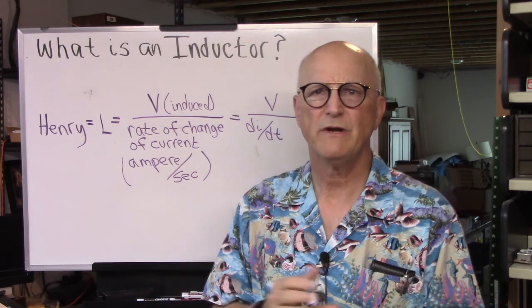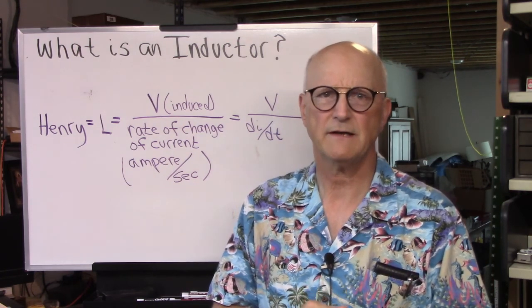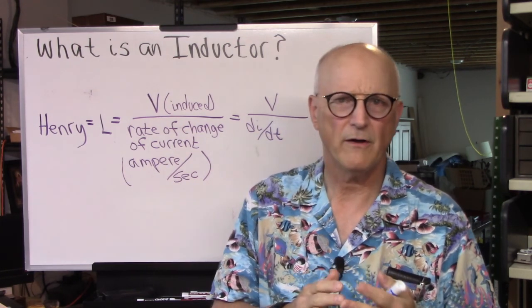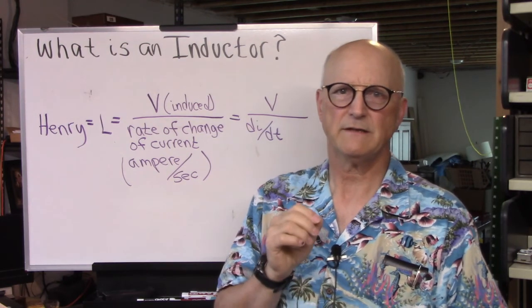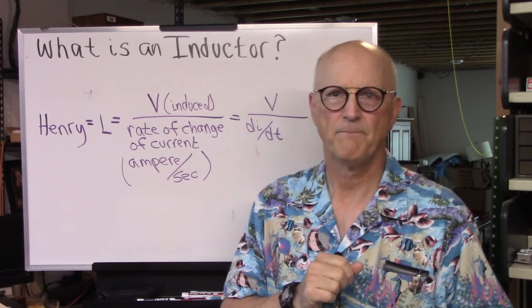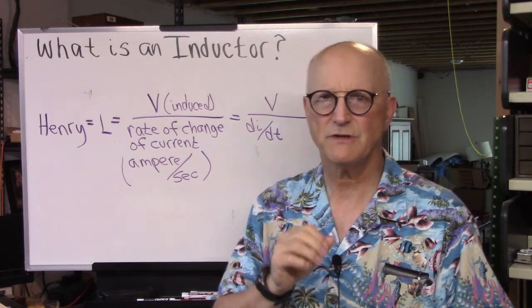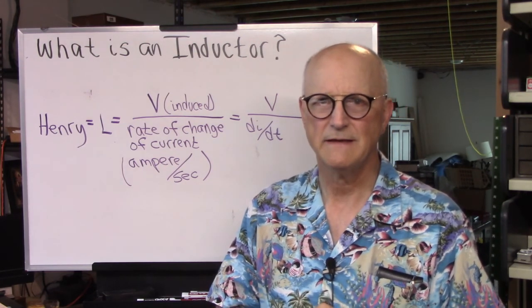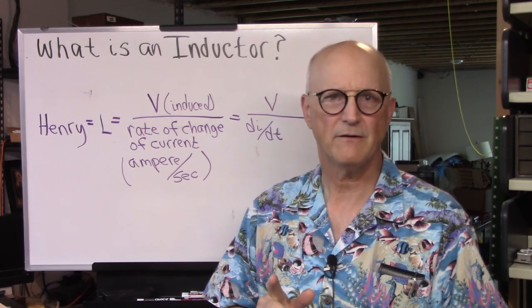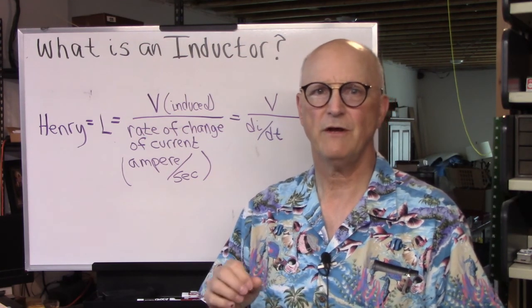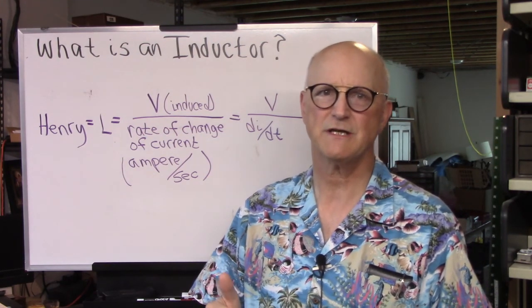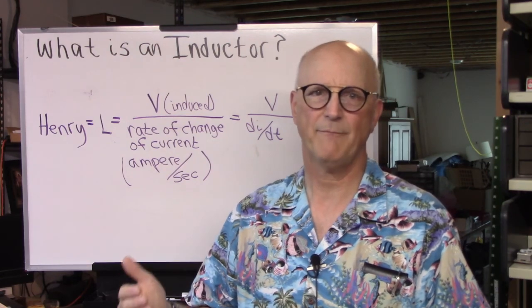How do we define the unit of inductance? Well, a coil will have an inductance value of 1 Henry when a potential difference of 1 volt is induced in the coil where the current flowing through that coil changes at the rate of 1 ampere per second.